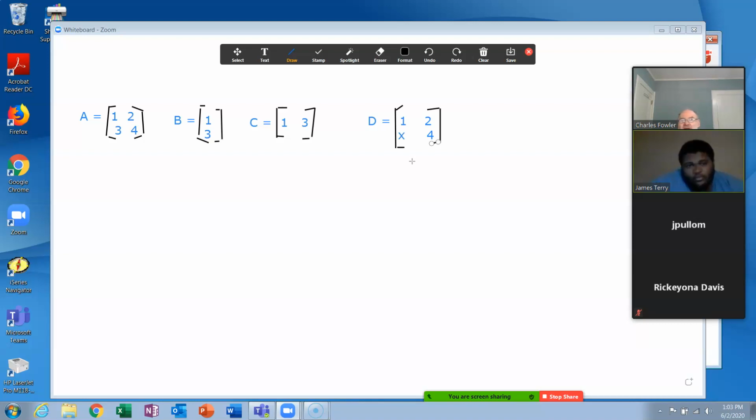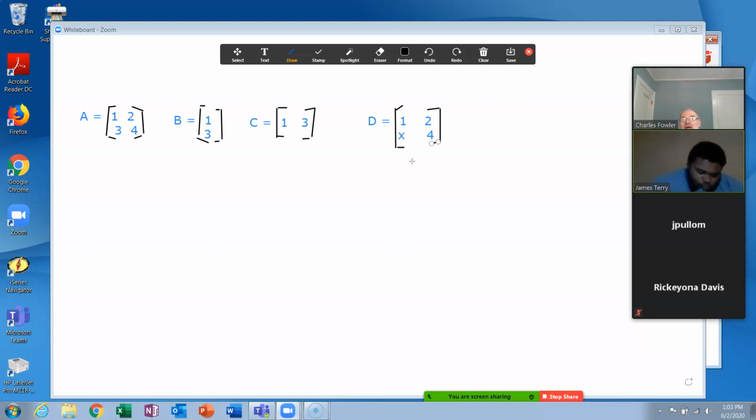Now, is there any chance that A and B could be equal? No, they're not even the same size. Okay? How about B and C? Could they be equal? No, they're still not the same size. Even though they have the same elements in them, B is 2 by 1 and C is 1 by 2. Not the same size. They cannot possibly be equal.